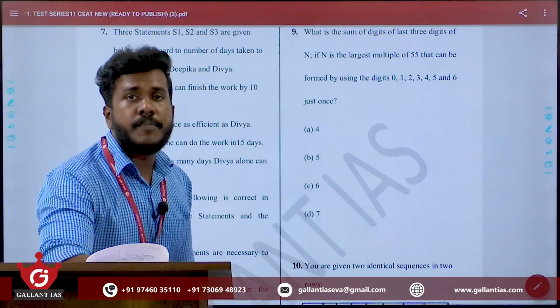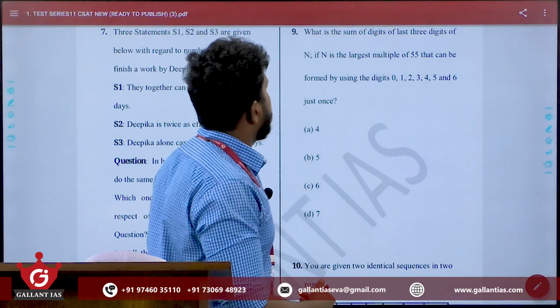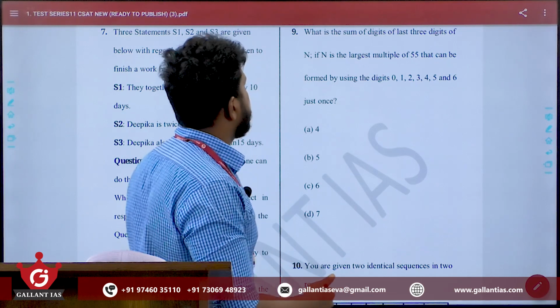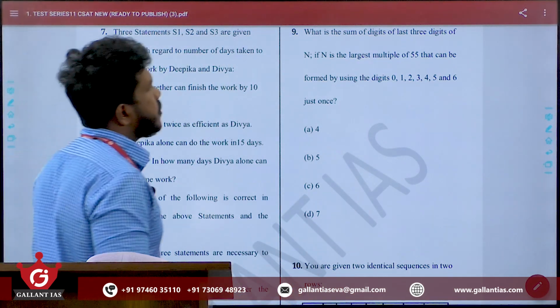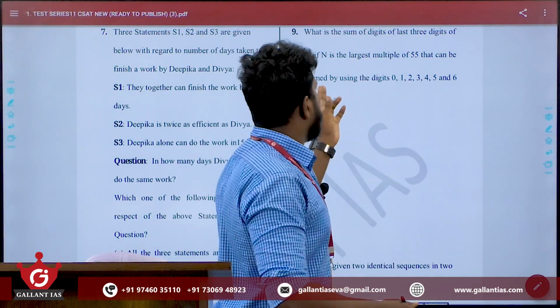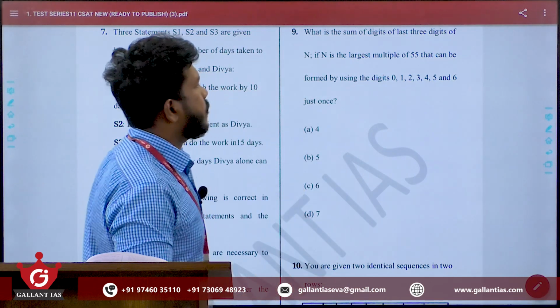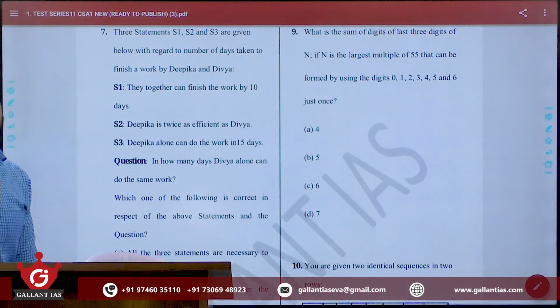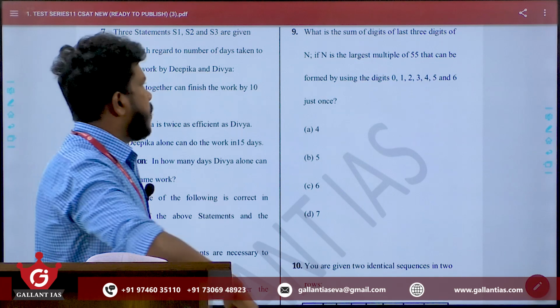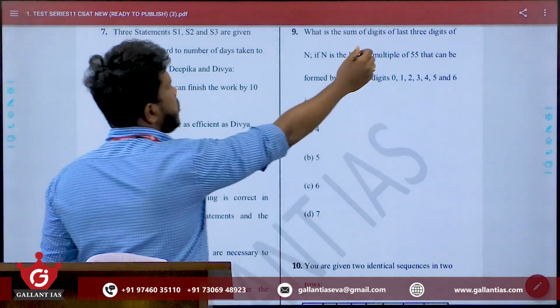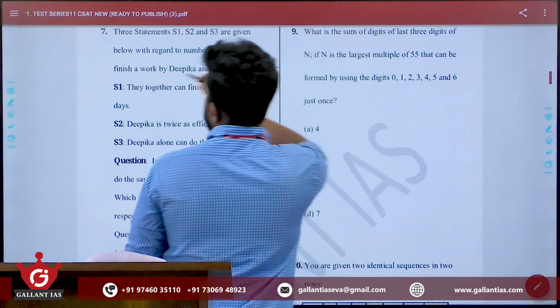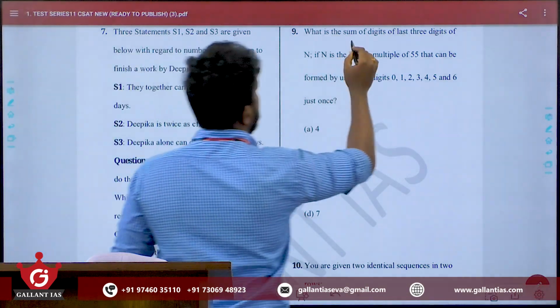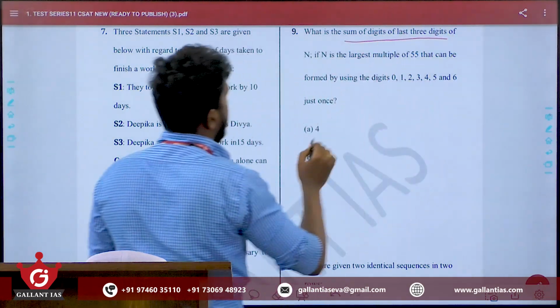Now, see question number 9. In question number 9, what is the sum of the digits of the last 3 digits of n, if n is the largest multiple of 55 that can be formed using the digits 0, 1, 2, 3, 4, 5, 6 just once? So what is the meaning of this question? What is the sum of the digits of the last 3 digits of n?